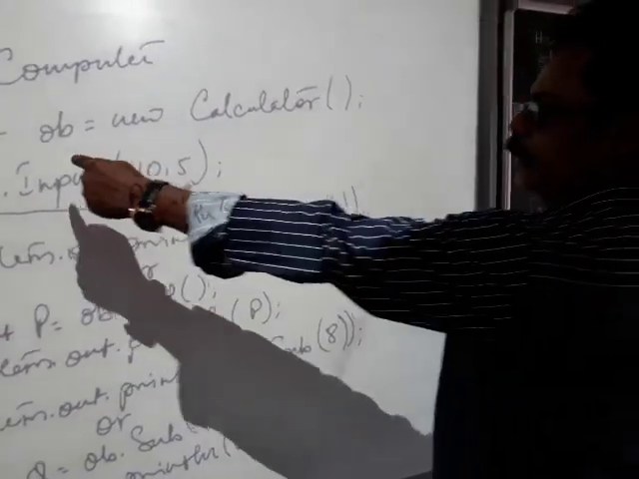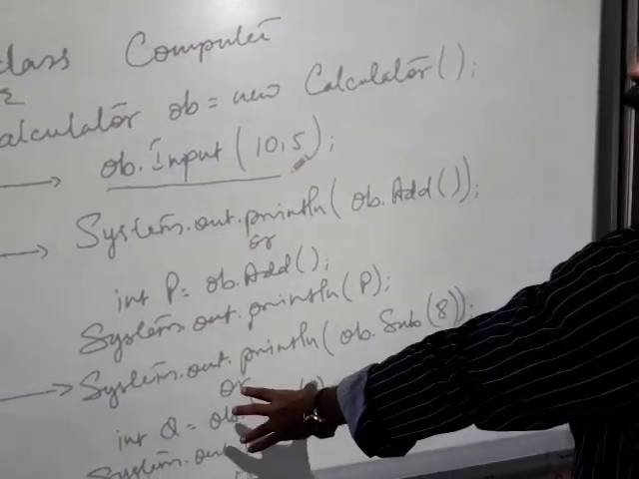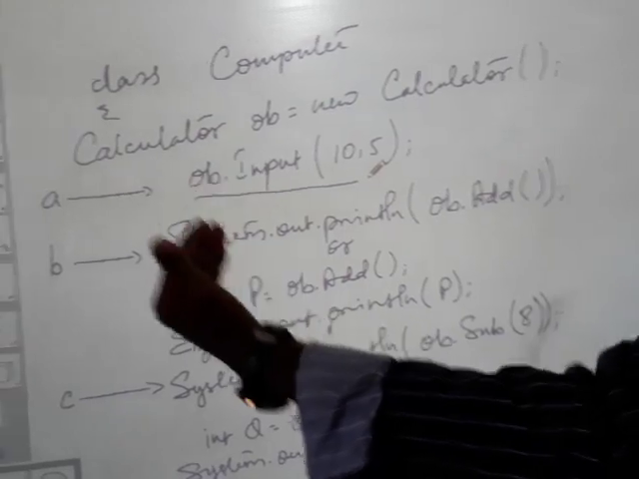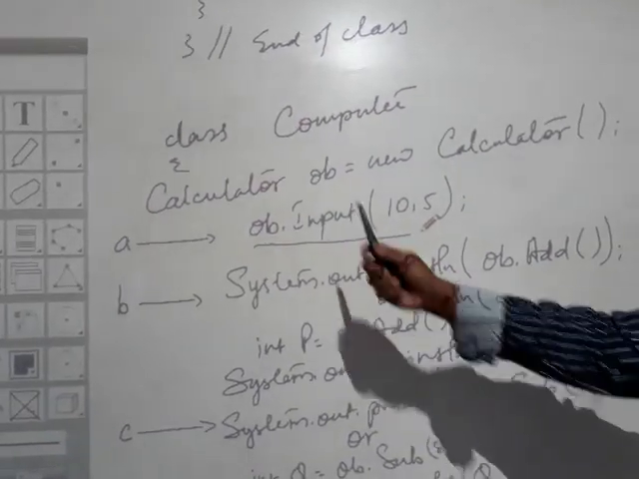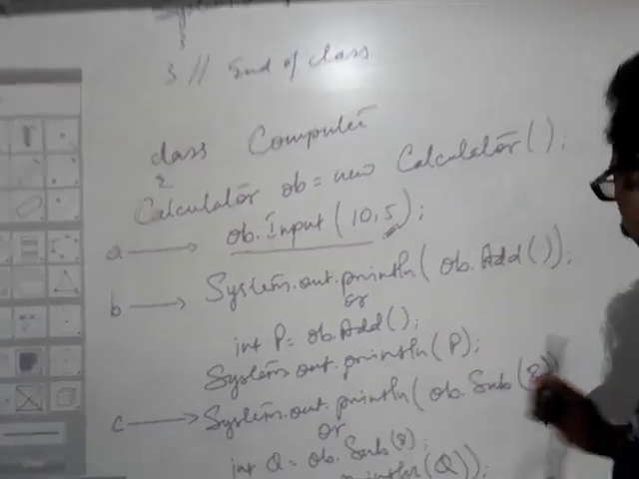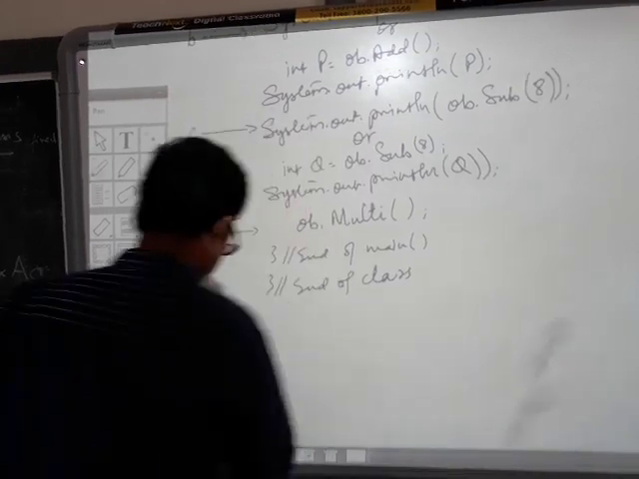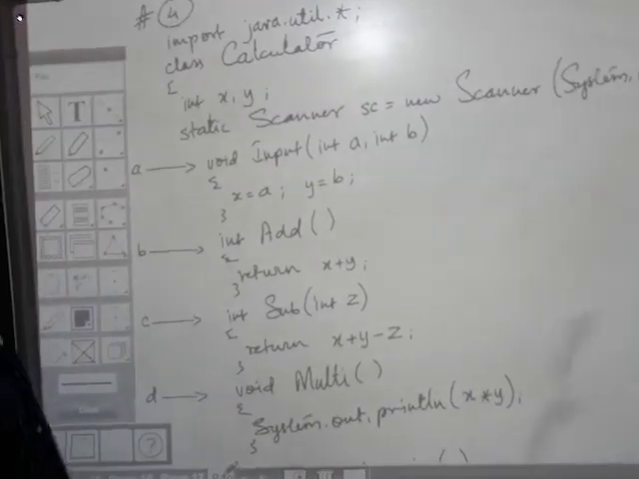So ob, the same thing we did in the previous page, you have to do in the main method. The only difference is that in the previous page we did it in the same class. In this case we are going to do it in another class called computer. So this is exactly what we have to do. Then what happens here?